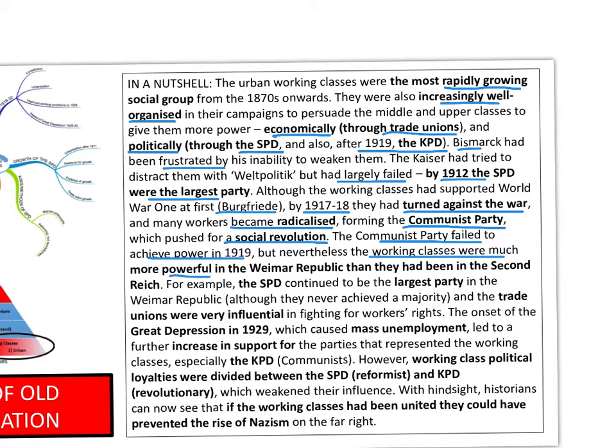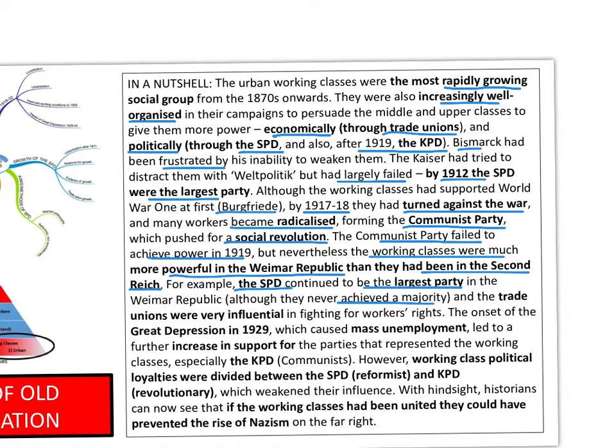were much more powerful in the 1920s in the Weimar Republic than they had been in the Second Reich, because for obvious reasons Germany became much more democratic, therefore it strengthened their vote, and of course their political party, the SPD, continued throughout the 1920s to be the largest party in the Weimar Republic. Okay, they never achieved a majority, but certainly in the early years, until the mid-1920s, they dominated the government. The first president of the Weimar Republic, Ebert, was a socialist from the SPD.